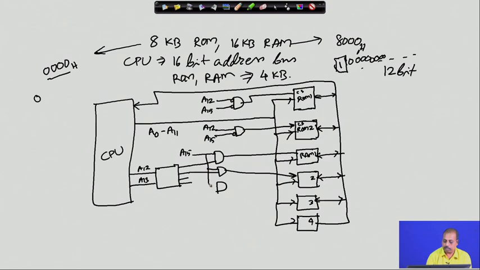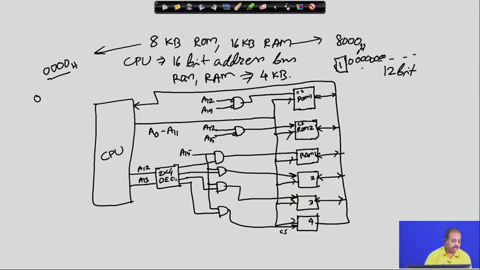Similarly, this line A15 ANDed with the third output of the decoder goes to the chip select line of the third chip, and this A15 line ANDed with the fourth output of the decoder will go to the chip select of the fourth RAM chip. This way, you see that this is a 2 to 4 decoder. Now this RAM has been put into the address space 8000 onwards, and the ROM has been put into the address space 0 onwards.